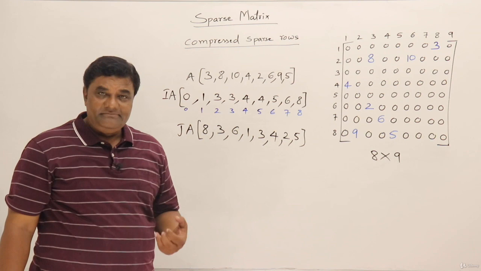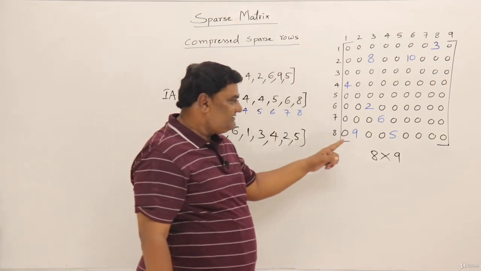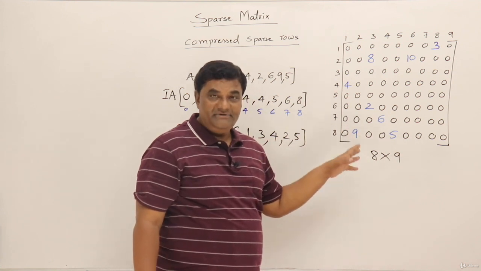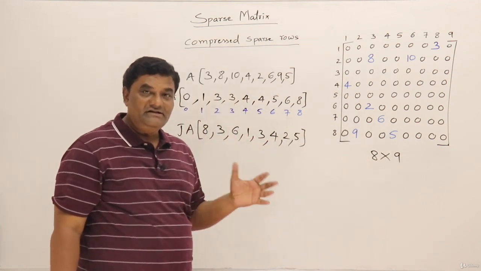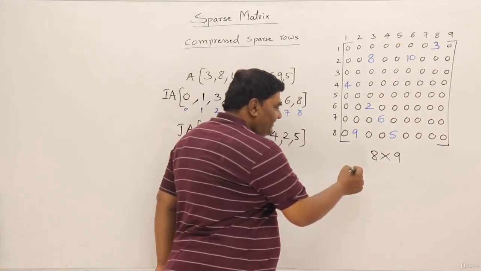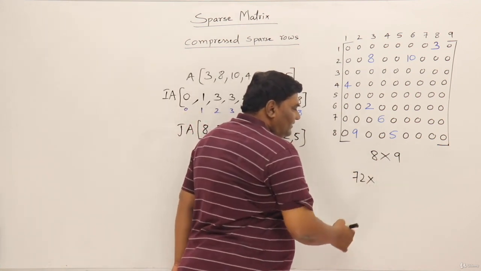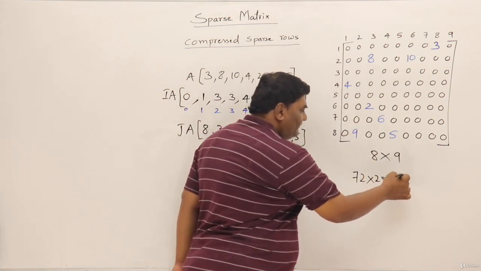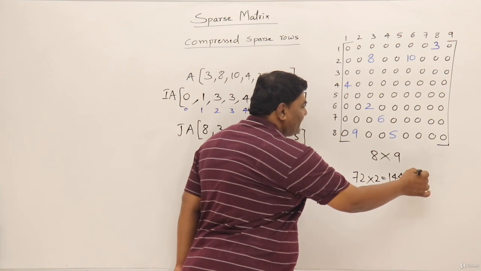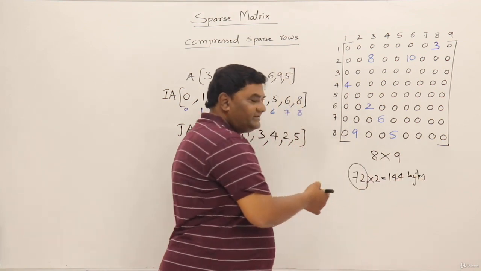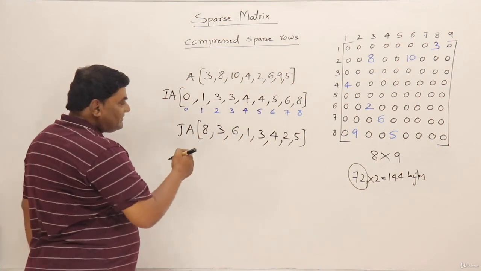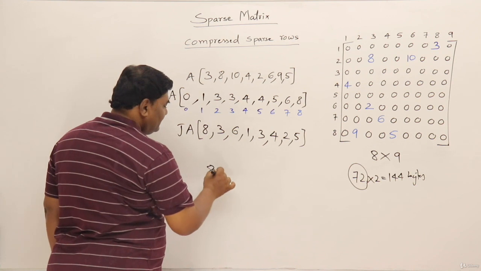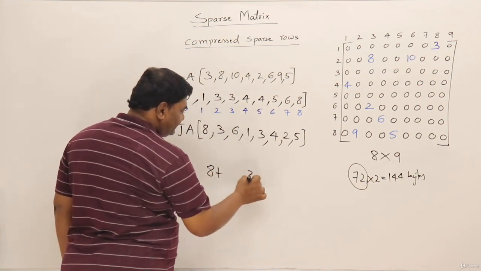Let us analyze this a little bit upon space. This is a sparse matrix of 8 cross 9. Total 72 elements including zeros, that is zeros and non-zero, together there are 72 elements. And if each element is an integer and is taking 2 bytes, so this is 144 bytes. So if we focus on the number of elements, that is sufficient. But here, how much space is required? 8 non-zero elements. Then this one, 8 non-zero elements.